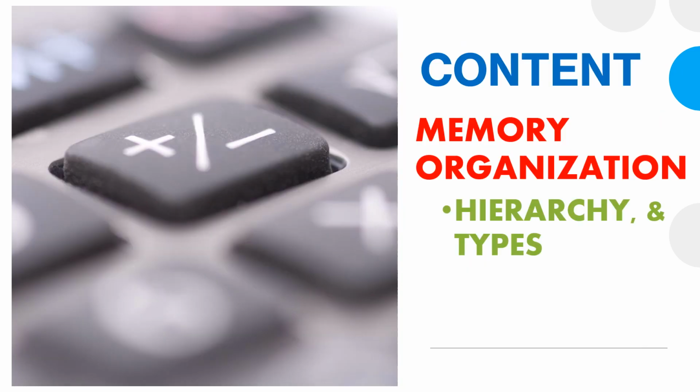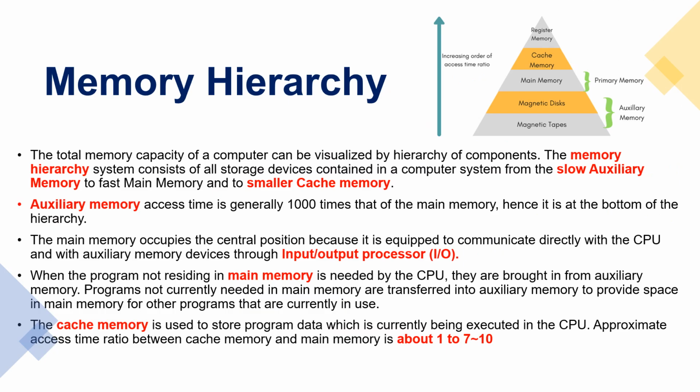Today we are going to discuss memory organization, and the topic we will be covering is hierarchy and types. Memory hierarchy. The total memory capacity of a computer can be visualized by hierarchy of its components. The memory hierarchy system consists of all storage devices contained in a memory system, from the slow auxiliary memory to fast main memory and to smaller cache memory.